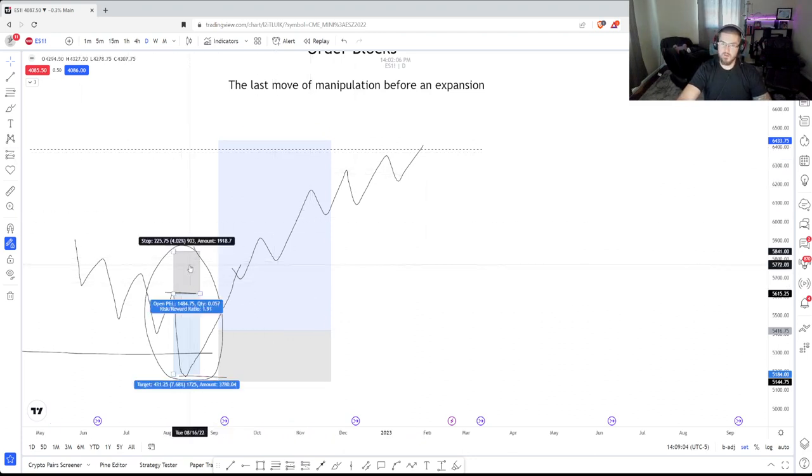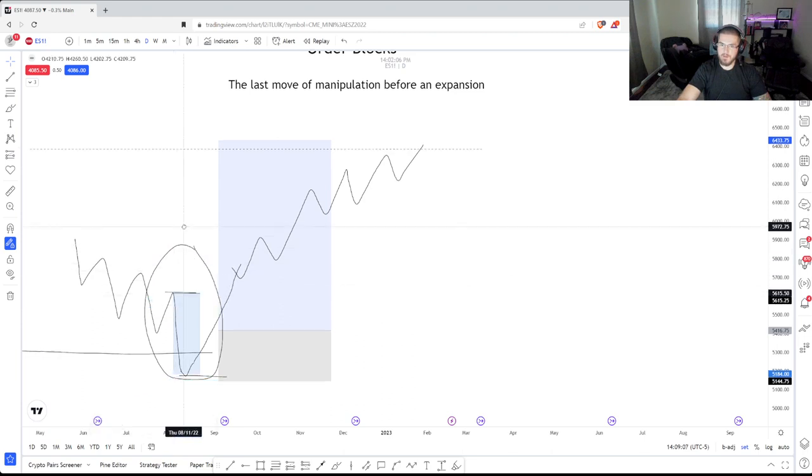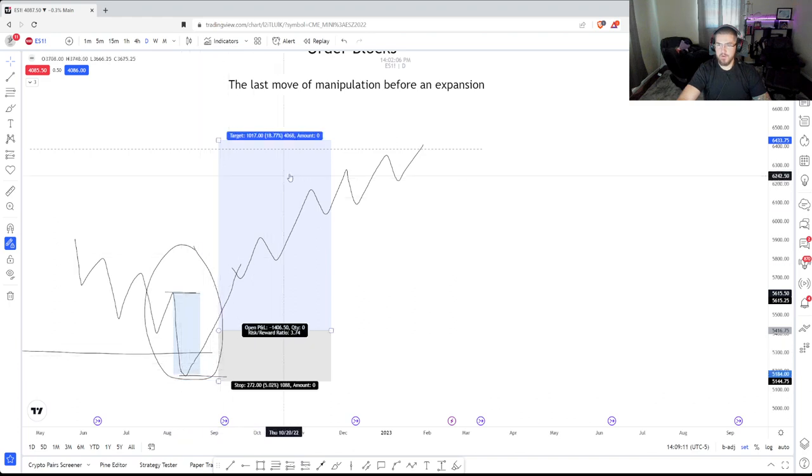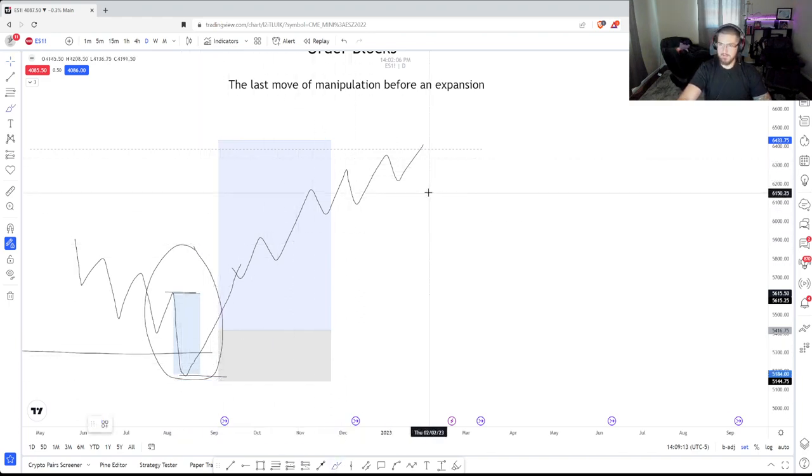And these shorts are just underwater now. This didn't really have a stop loss, so to speak. They just entered this trade in order to manipulate price down so then they could get in their real move. But banks are not in the business of losing money. So what's going to happen is mitigation.